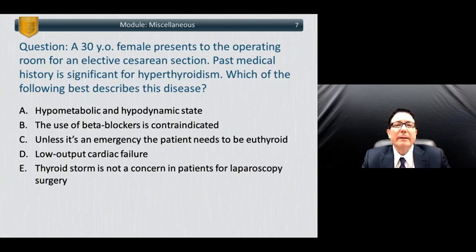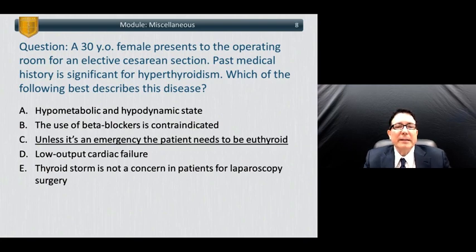Question. A 30-year-old female presents to the operating room for an elective cesarean section. Past medical history is significant for hyperthyroidism. Which of the following best describes this disease? A. Hypometabolic and hypodynamic state. B. The use of beta blockers is contraindicated. C. Unless it's an emergency, the patient needs to be euthyroid. D. Low output cardiac failure. E. Thyroid storm is not a concern in patients for laparoscopic surgery.